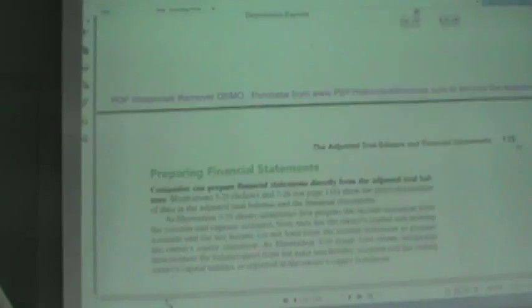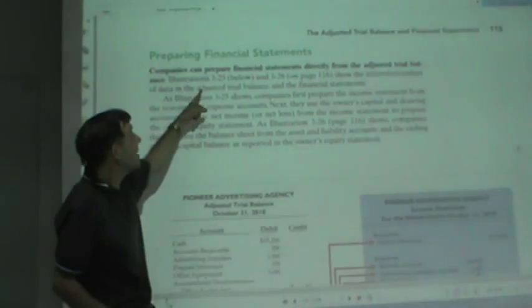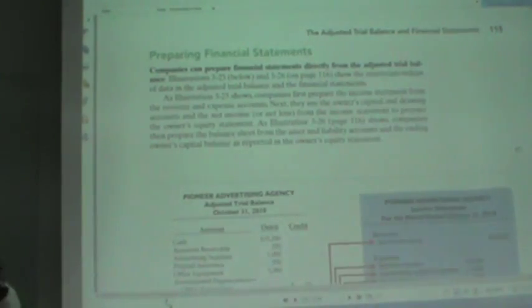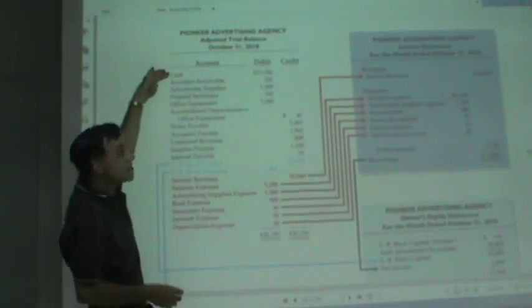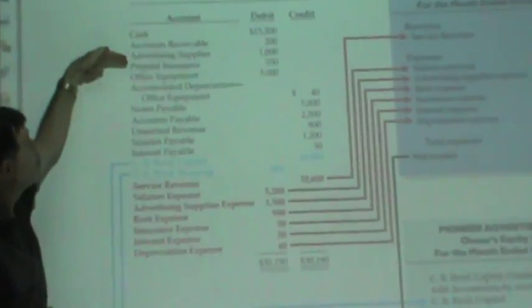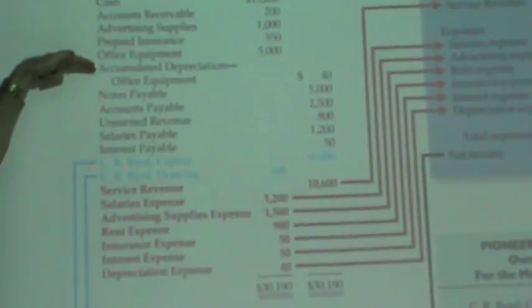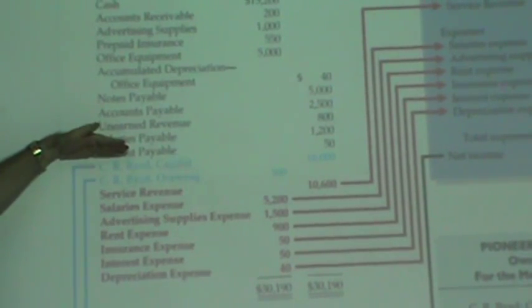Let's see if they have them over here. Okay. Yeah, this is very nice. Preparing financial statements. This is very nice because it looks beautiful. You see now, you got all of these. Cash, balance sheet, okay? Balance sheet, and so on. All of this is balance sheet, okay?